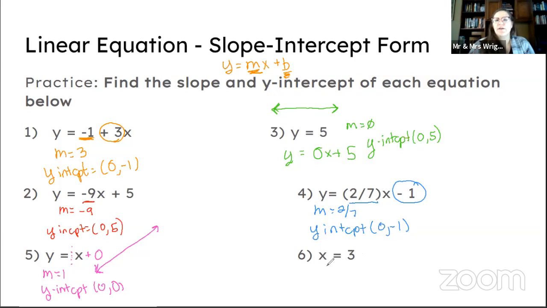Okay. Now x equals 3. Remember, what is our slope in this one? It's undefined.